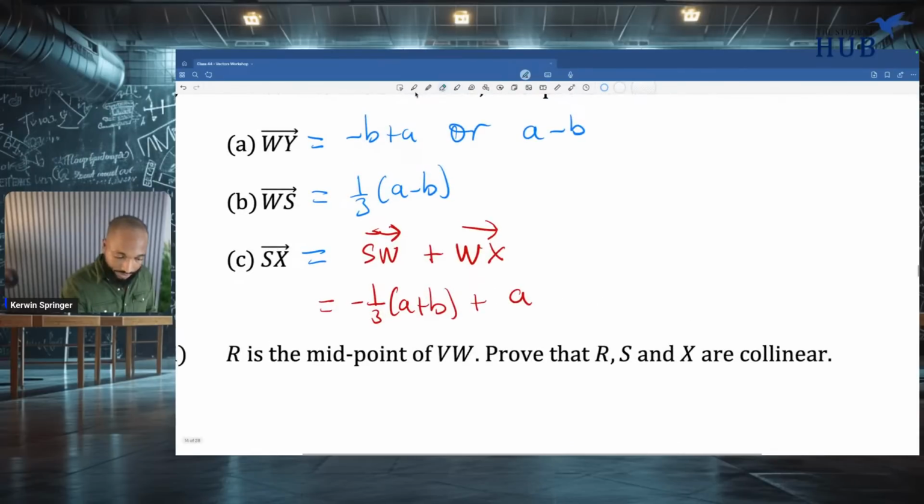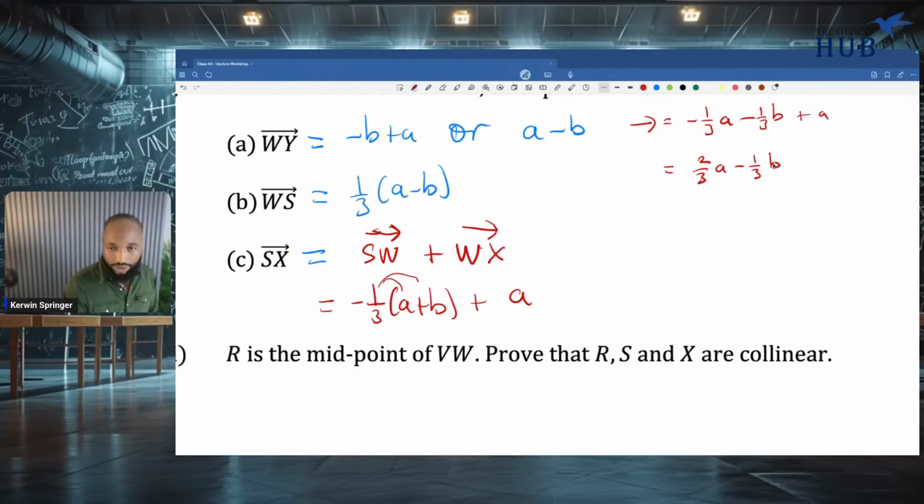So we will resume up here. We have negative 1/3 A, and the negative will go and multiply by the B as well. So negative 1/3 B plus A. So this is really saying A minus 1/3 A, which is how much? 1 minus a third is 2/3 A minus 1/3 B.